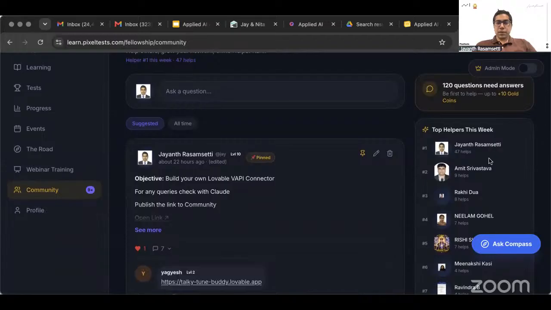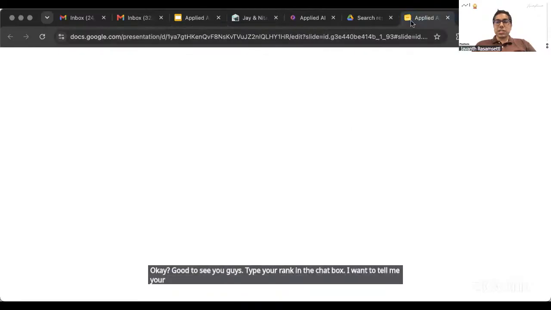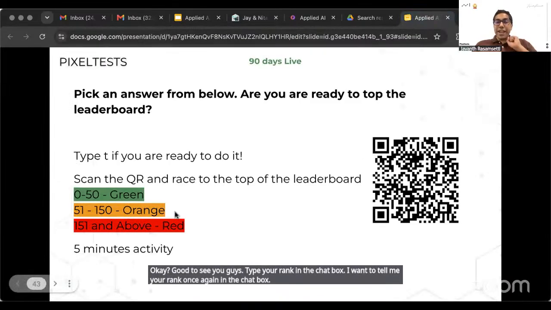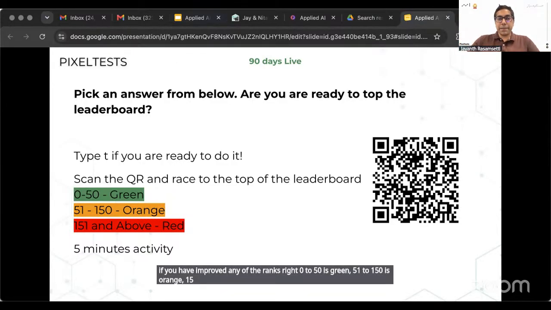Okay, good to see you guys. Type your rank in the chat box. I want you to tell me your rank once again in the chat box, if you have improved any of the ranks, right? 0 to 50 is green, 51 to 150 is orange, 151 and above is red.